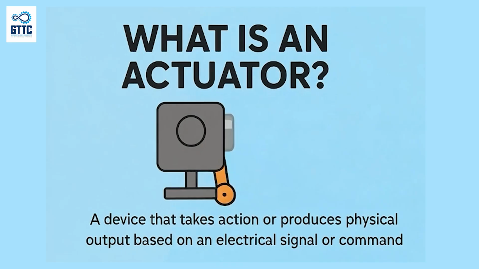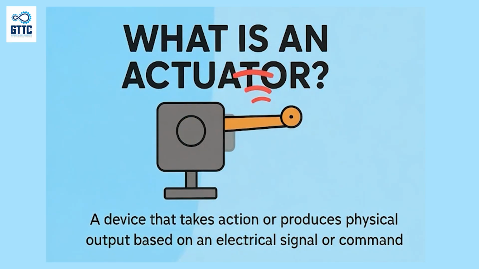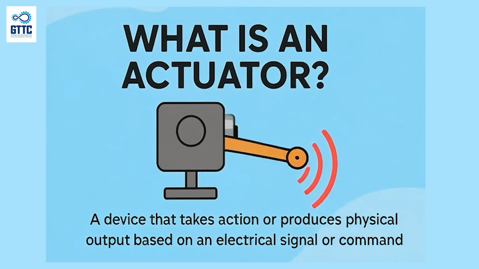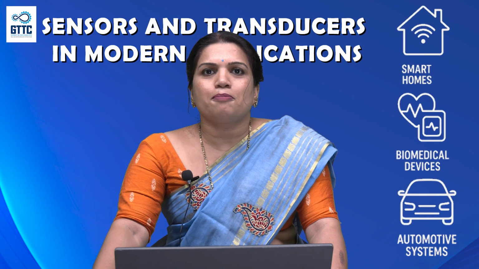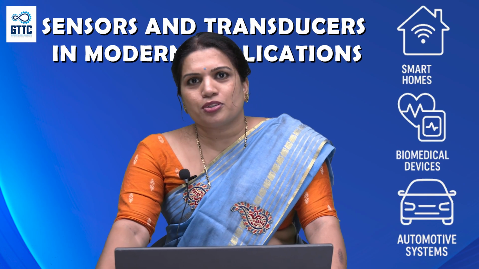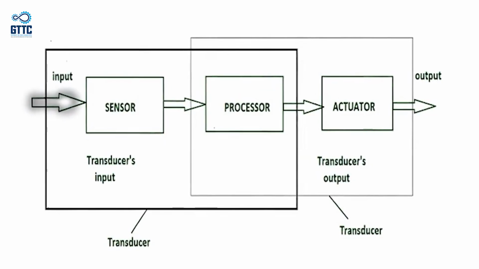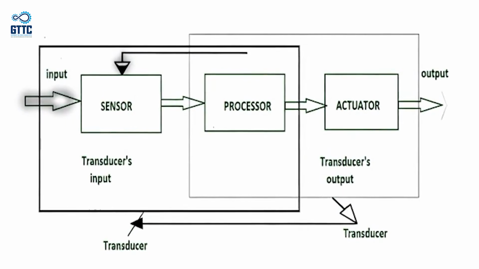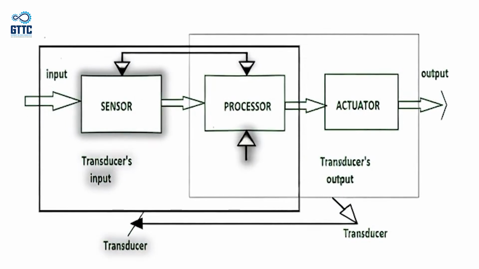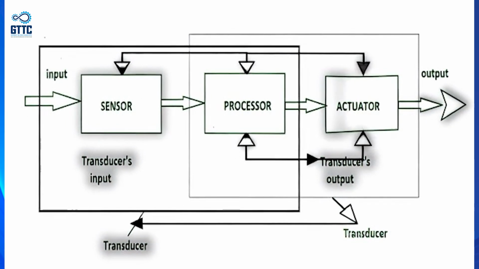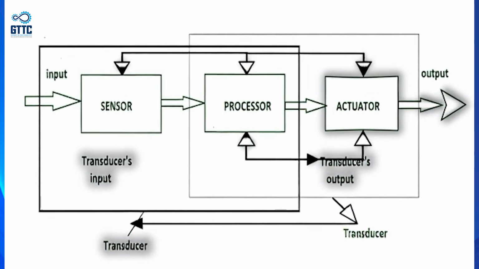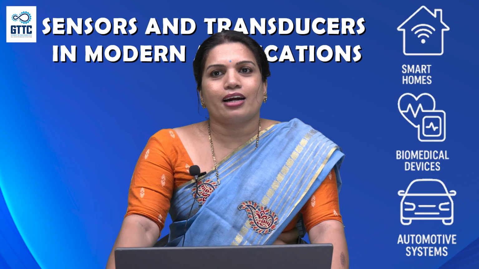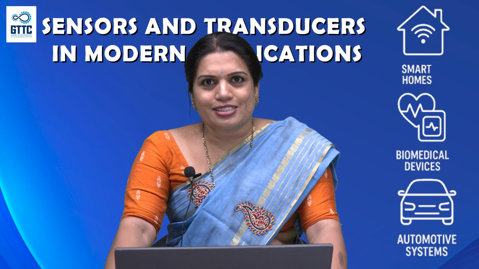But sensors are the input transducers which will work at the input side, and actuators are the output transducers which will work at the output side. This is the relationship between the sensors and actuators as transducers, and this is the diagram which will explain the entire relationship between sensors and actuators as transducers.